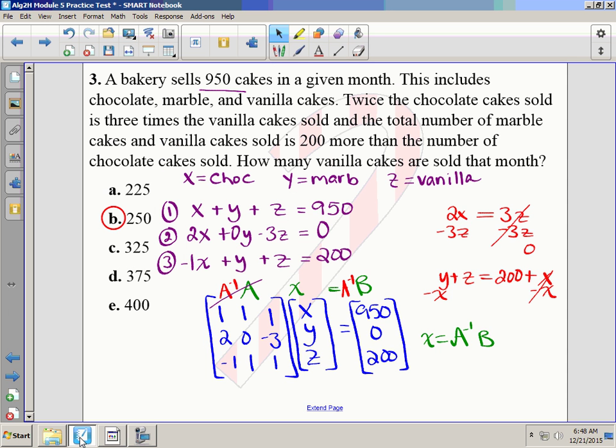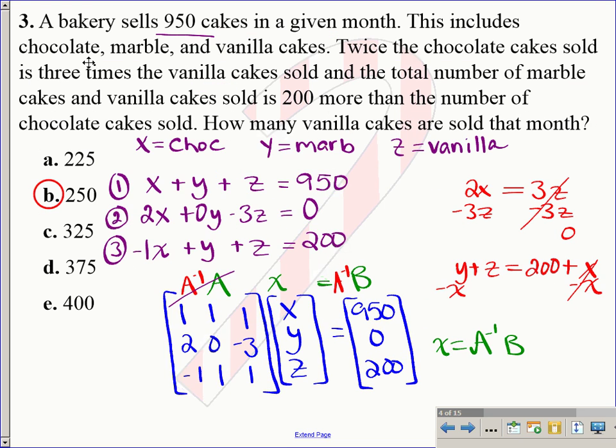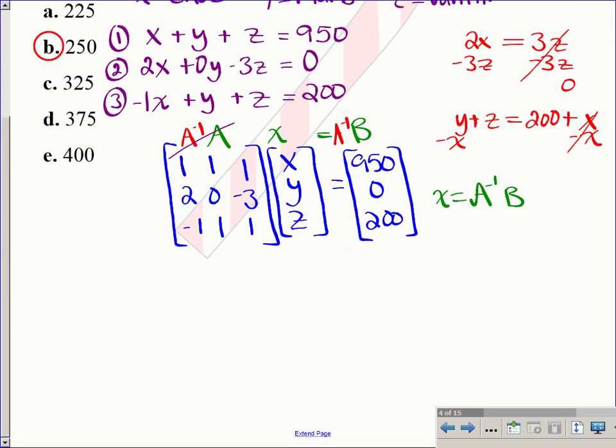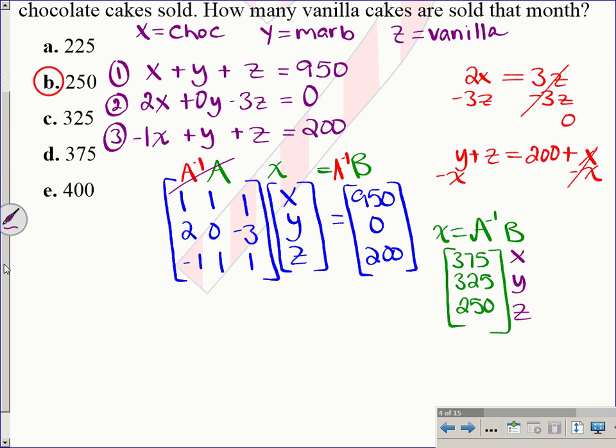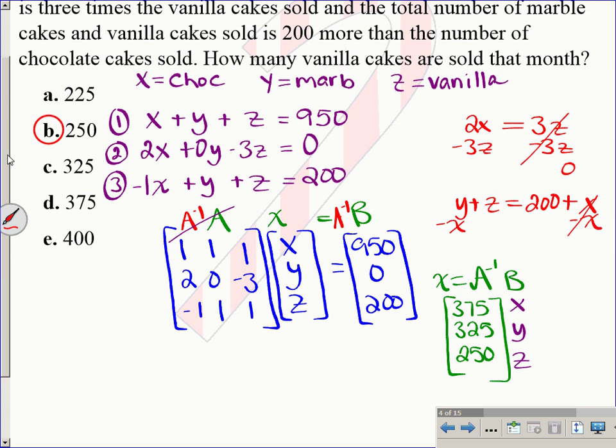So I'm going to go back to my notes. And what I end up getting is this matrix that says 375, 325, 250. The first element is x, y, z. And now we have to go back and actually read the question. The question says, how many vanilla cakes were sold? Well, according to our definitions, z is vanilla. So the answer is 250, B.